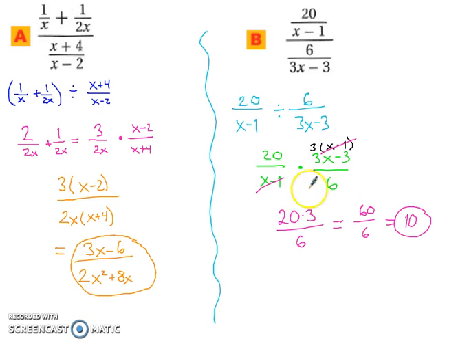So when we cross-reduce, we could have cross-reduced with the 20 and the 6, but I found that it might have been a little faster because it's really easy to go, okay, 20 times 3 is 60, divided by 6 is 10. You could have done that any which way you would have chosen to do so. Either way, it would have ended up with 10 in the end.